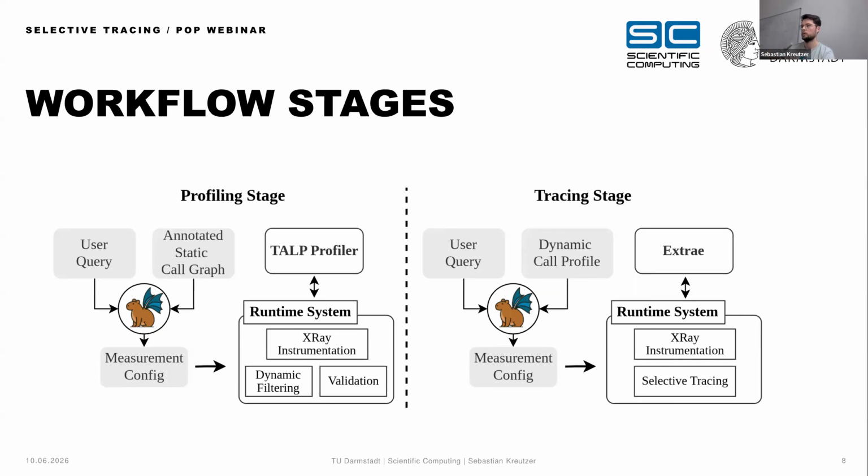And in this step, we use Extra-P for tracing, although we have looked into expanding this for different client tools, so Score-P and also NVIDIA Nsight Systems. Here again, on the runtime side, we have the X-ray instrumentation for instrumentation, and then a system that handles the selective tracing model and reads the configuration given by the user.